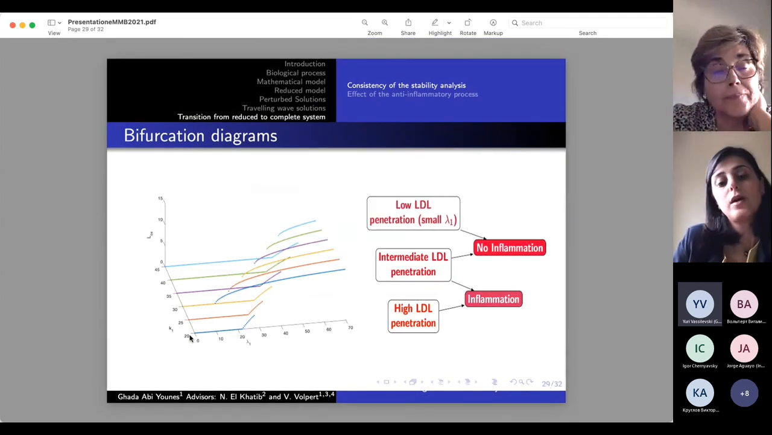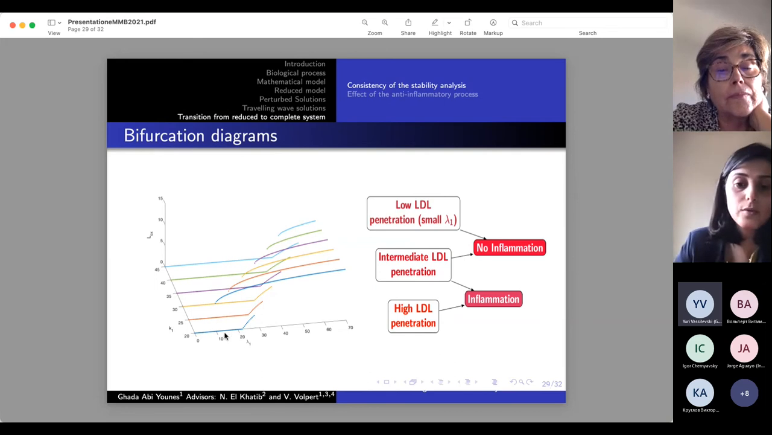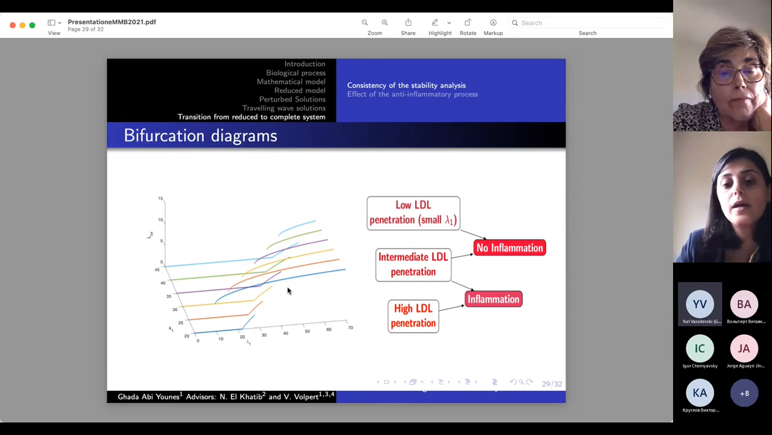Here also, we are going to fix K1 and vary lambda 1. And we notice here that when lambda 1 is very small, that means that we have a low LDL penetration, no inflammation is triggered. If lambda 1 is intermediate, the inflammation may or may not set up. And when lambda 1 is high, when we have a high LDL penetration, we are going to reach the inflammatory state. And these results are in fact in agreement with biological knowledge.